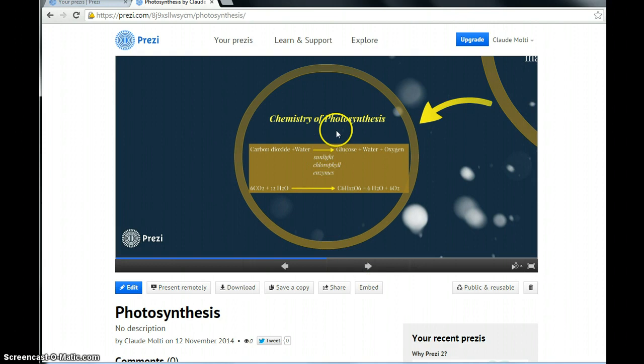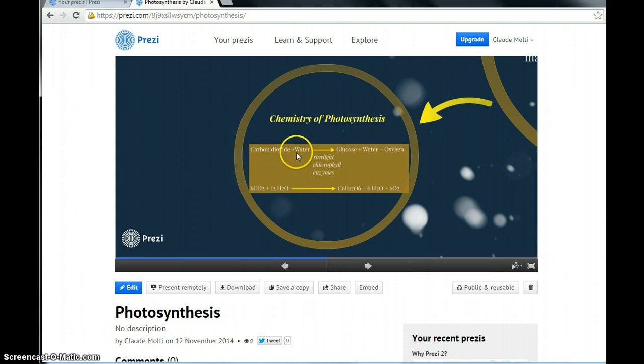Photosynthesis, since we're learning the chemical part, has an equation. This equation is simple. You have a left side and a right side. Do you see the arrow in the middle? The arrow in the middle is telling you that this is an equation.